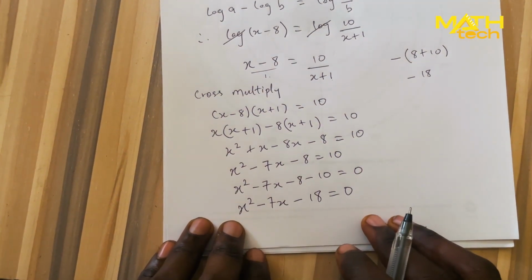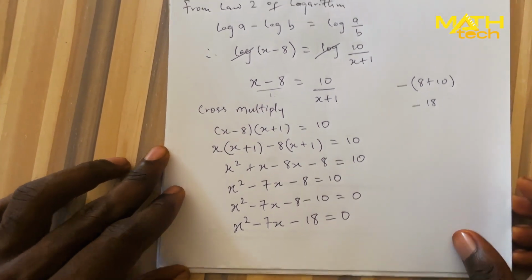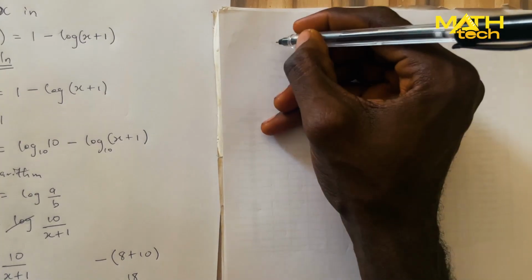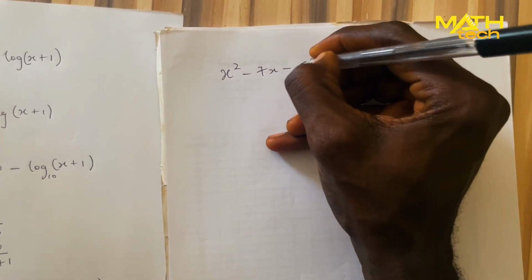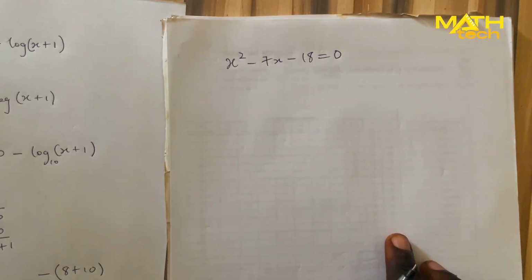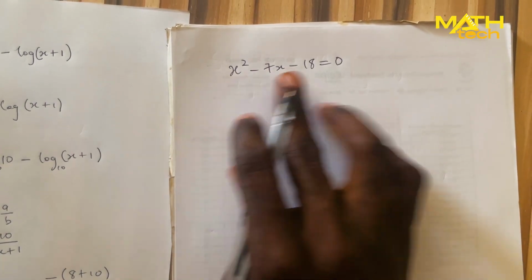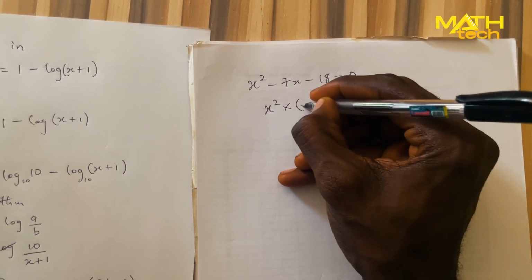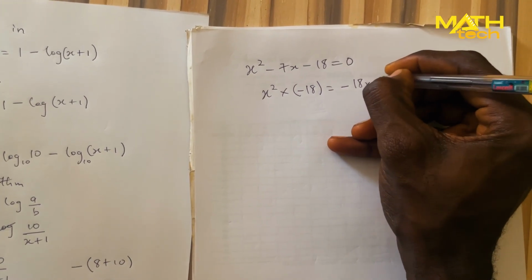And now we'll be using this quadratic equation to get our value of x. Please pay attention. I'm breaking everything down step by step for us. So now working with our equation, x squared minus 7x minus 18 equal to 0. Now the steps of solving a quadratic equation, we have done this over and over. The first term multiplies the last term. So we have x squared times minus 18, and it gives us minus 18x squared.